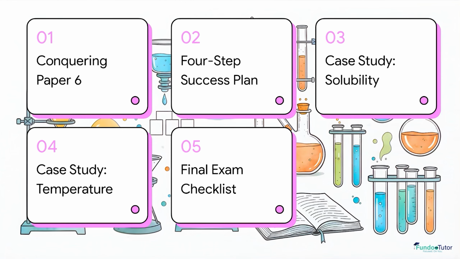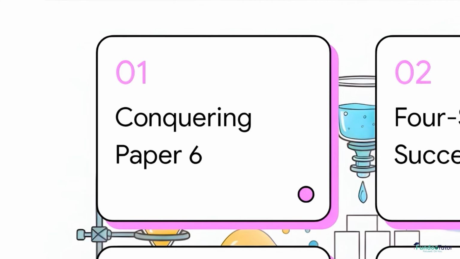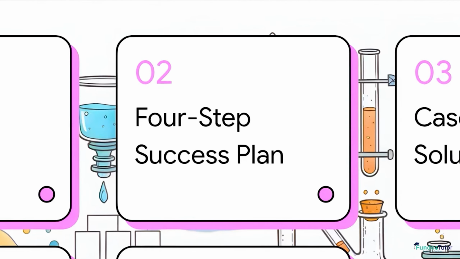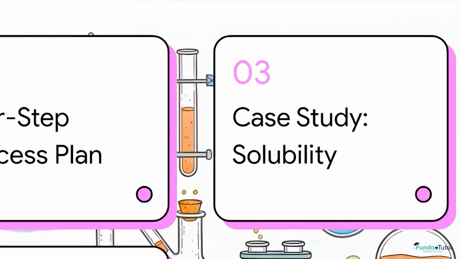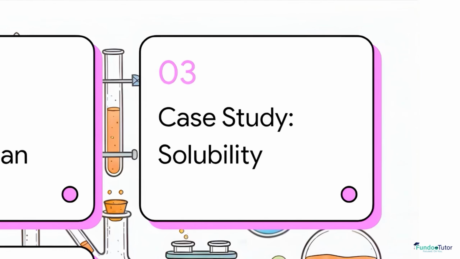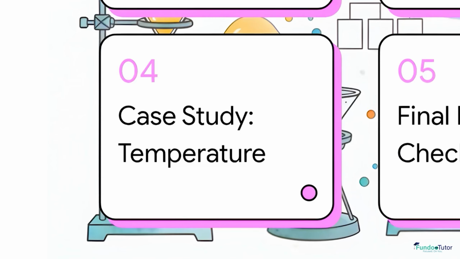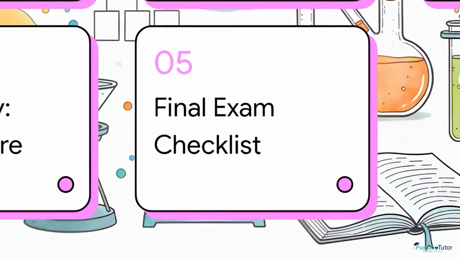manageable. So here's our game plan. First, we'll get to the bottom of what makes these paper 6 questions so tricky. Then, I'm going to walk you through a 4-step plan you can literally use for any question they throw at you. We'll put that plan to the test with 2 different case studies, one on solubility and another on temperature changes. And we'll wrap it all up with a final checklist to make sure you lock in those top marks.